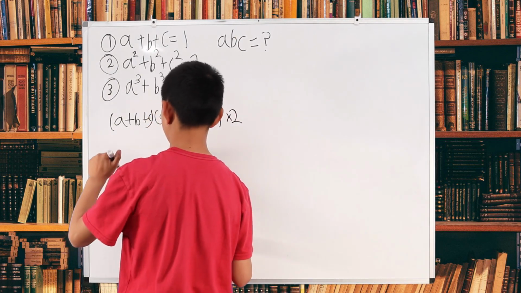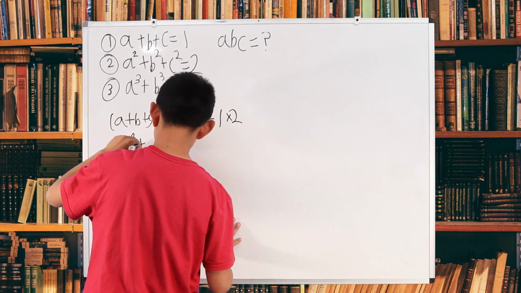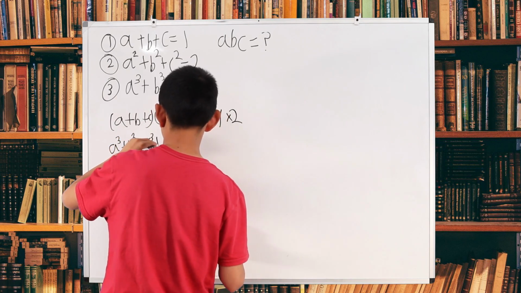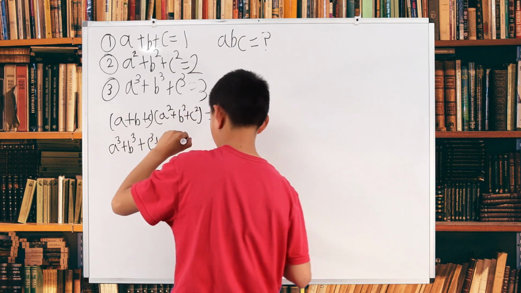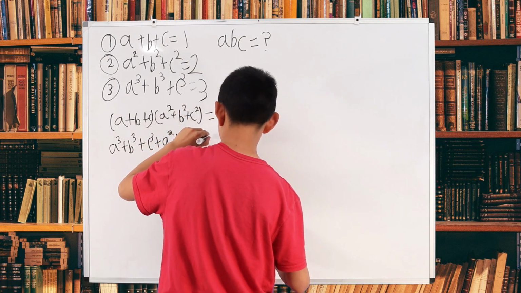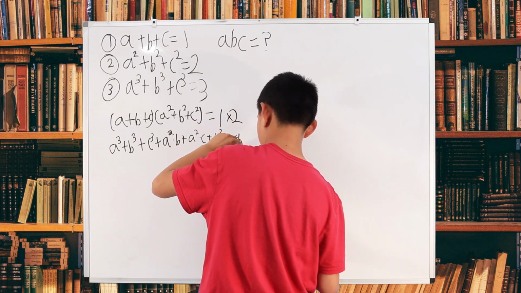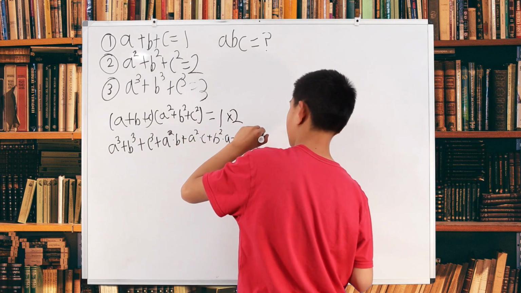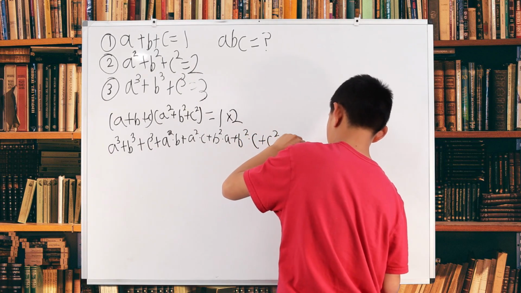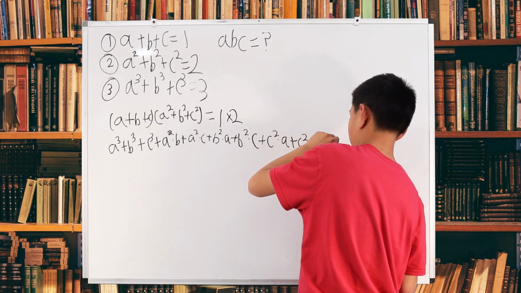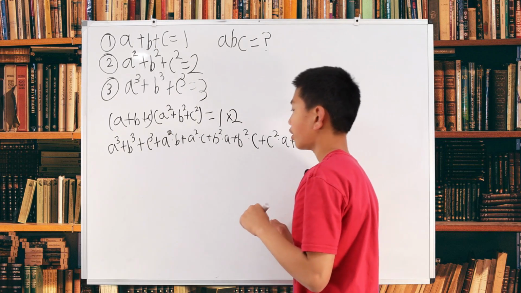So over here, it's going to be a to the third plus b to the third plus c to the third plus a squared times b plus a squared times c plus b squared times a plus b squared times c plus c squared times a plus c squared times b is equal to 1 times 2, which is 2.